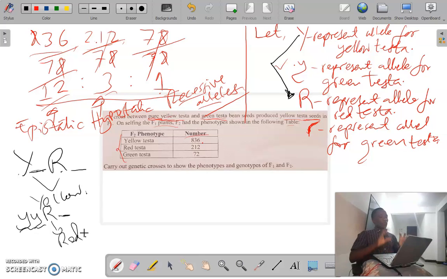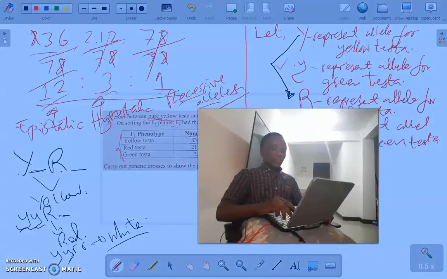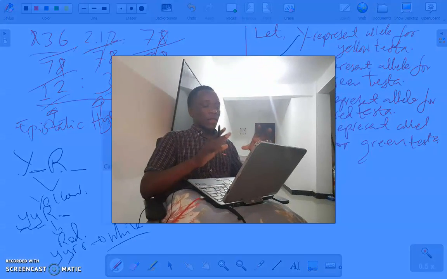So those are the possible genotypes. If you put those symbols in a Punnett square, we will obtain those things. And then the last thing is when you have small y and small r, this will produce white. So now going straight to our question, we can identify those basic things in it.